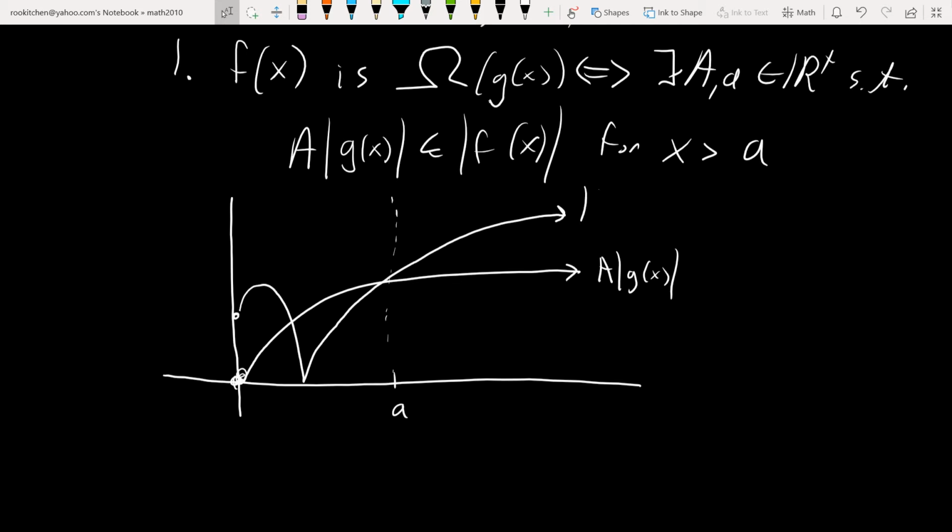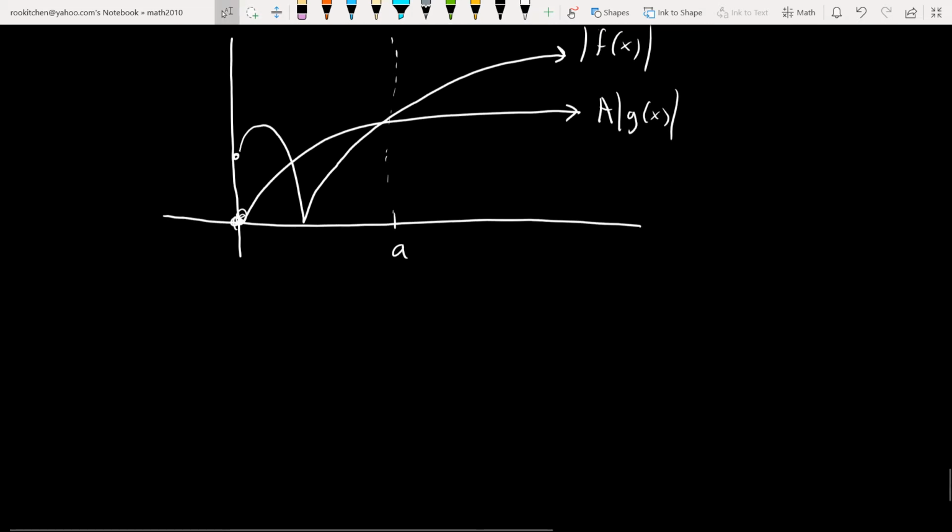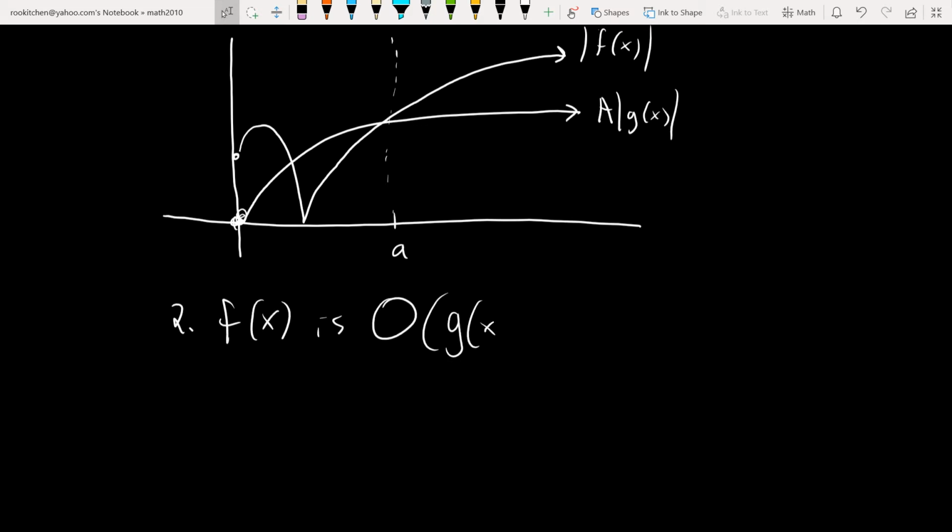So this would be the absolute value of f of x. And we say basically the number of operations will always be above the number of operations given by g of x so long as you go out past a. Secondly, then, f of x is big O of this function g of x. Basically just means it's bounded above.